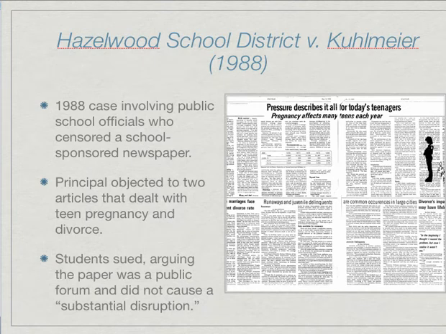Twenty years following the Tinker v. Des Moines case, on January 13, 1988, the U.S. Supreme Court ruled in Hazelwood School District v. Kuhlmeier that public school officials could censor a school-sponsored student newspaper if they have a legitimate educational reason. In this case, the principal of Hazelwood East High School, a suburb of St. Louis, objected to 2 articles in the Spectrum that dealt with teen pregnancy and divorce. Several students sued in federal court, claiming that censorship violated their First Amendment rights.